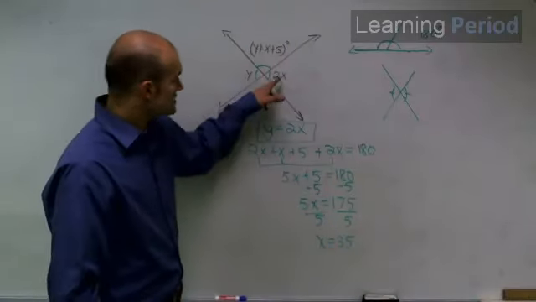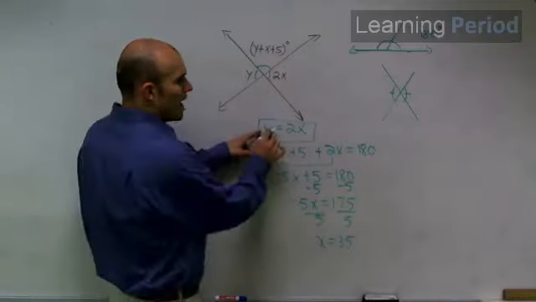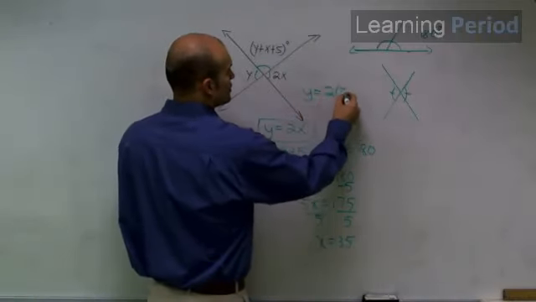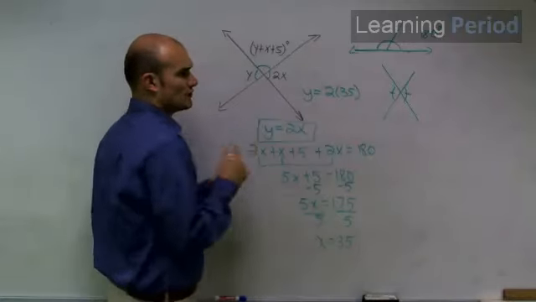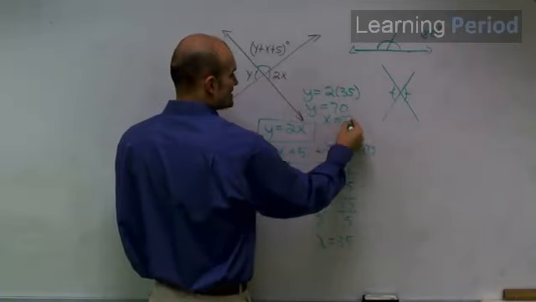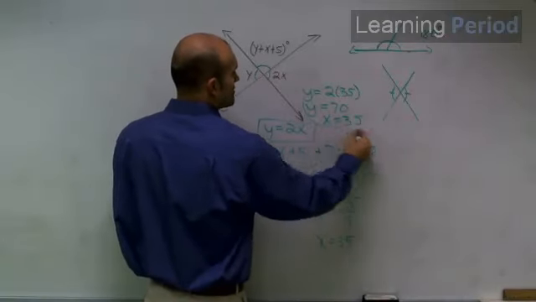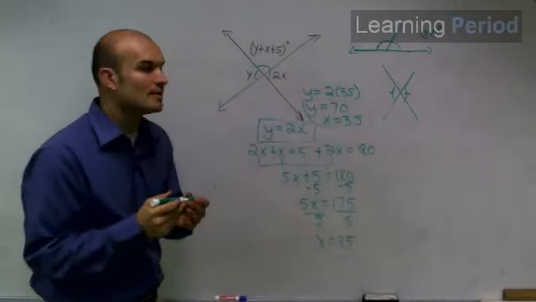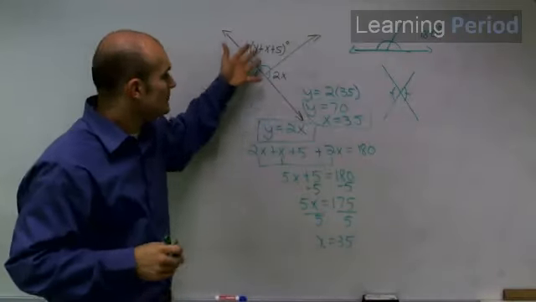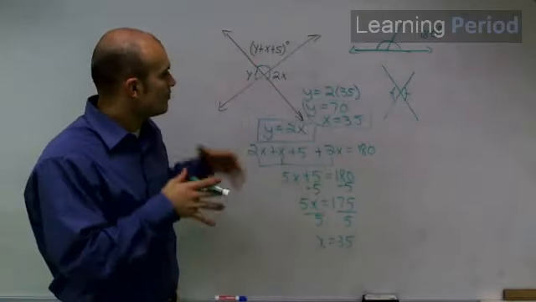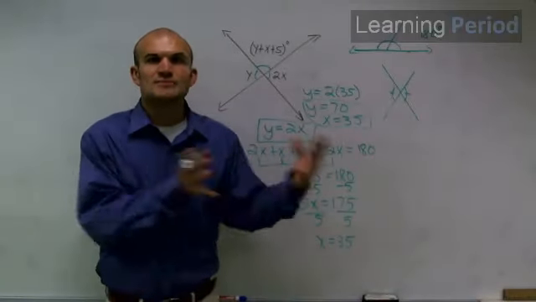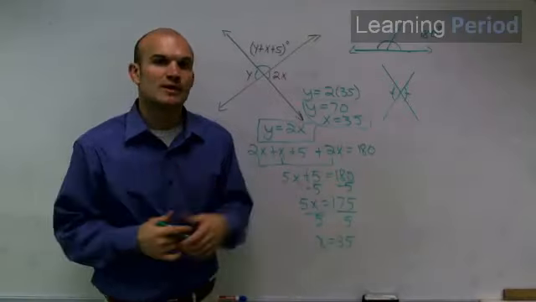So if x equals 35, remember, y equaled 2 times x. So y equals 2 times my x, which I solved for 35. Therefore, y equals 70 as x equals 35. The main important thing when solving this problem is to make sure you understand your angle relationships. And then whenever you have two variables, we want to be able to use one equation to substitute into the other equation to eliminate one of our variables.